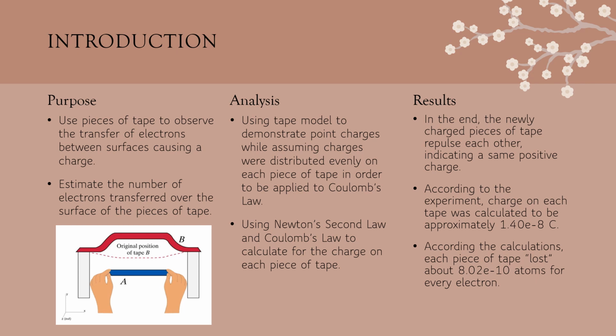In the end, the newly charged pieces of tape did repulse each other, indicating a same positive charge. And also, according to the experiment, the charge on each tape was calculated to be approximately 1.4 times 10 to the negative 8 coulombs. We assume that is the same on each tape. And according to calculations, each tape lost 8.02 times 10 to the negative 10 atoms for every electron.